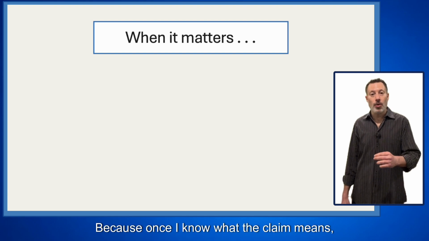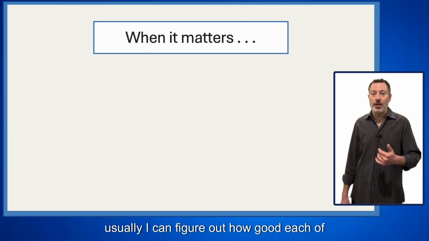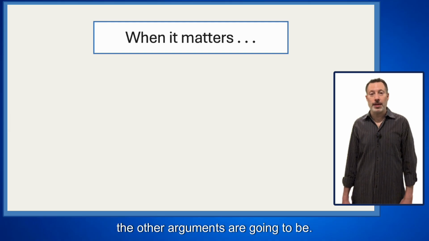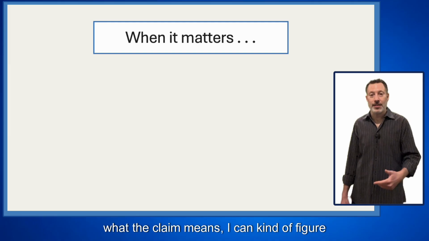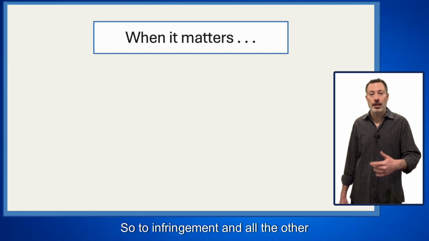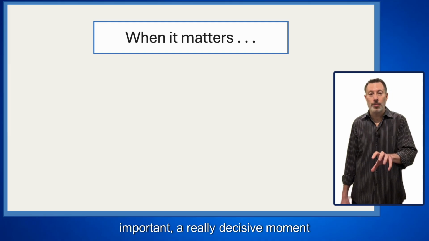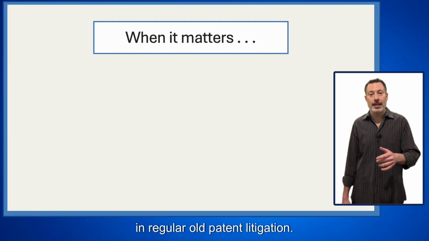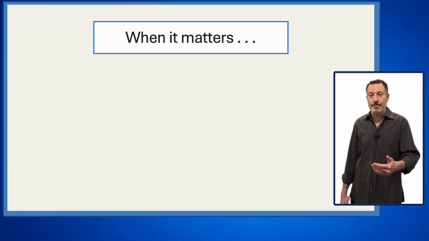Because once I know what the claim means, usually I can figure out how good each of the other arguments are going to be. Is it anticipated? Well, now that I know what the claim means, I can kind of figure that out. So too infringement and all the other issues. So claim construction is huge, really important, a really decisive moment in regular old patent litigation. About 18 months in, we figure that out.